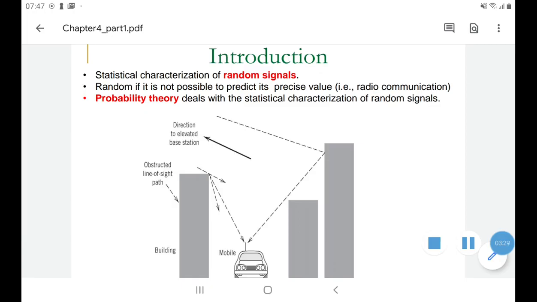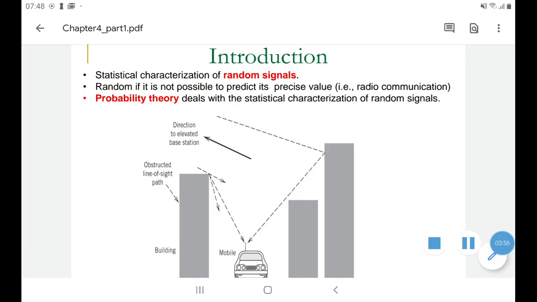but it is different from our signal. The signal's movement is random. We do not know whether it will turn right or turn left. It depends on the situation when it passes. So in that case, it's hard for us to predict the precise path it will take. That's why it is mentioned here: random if it is not possible to predict its precise value.